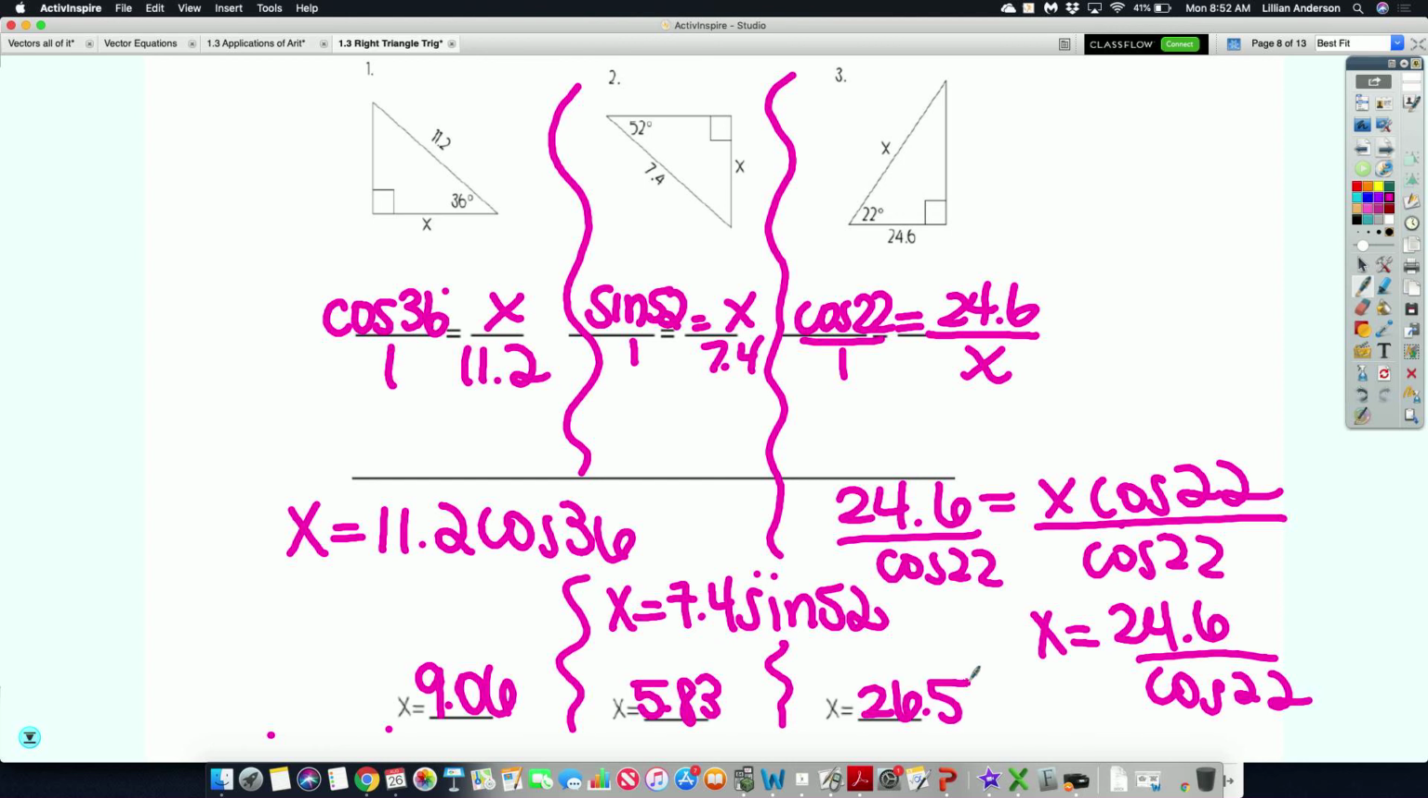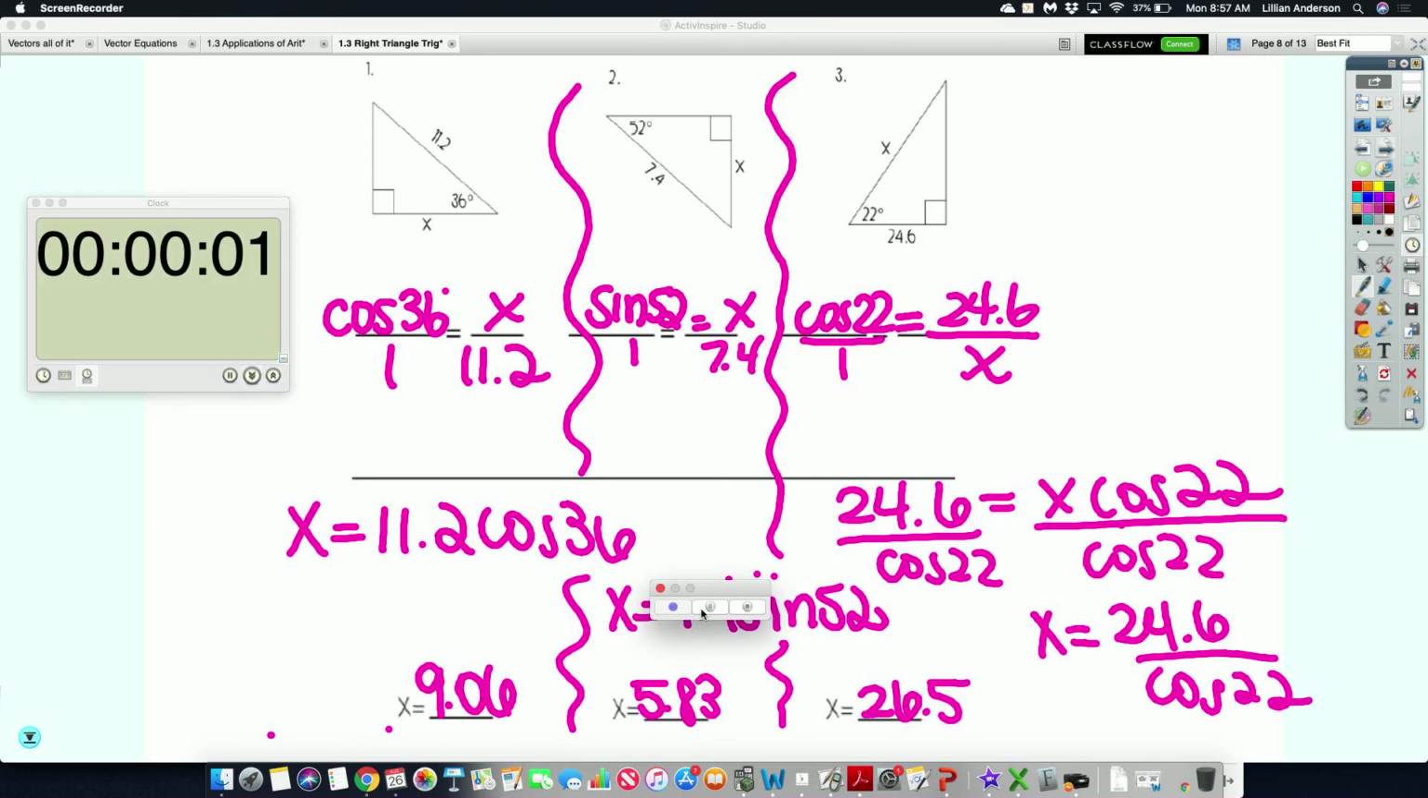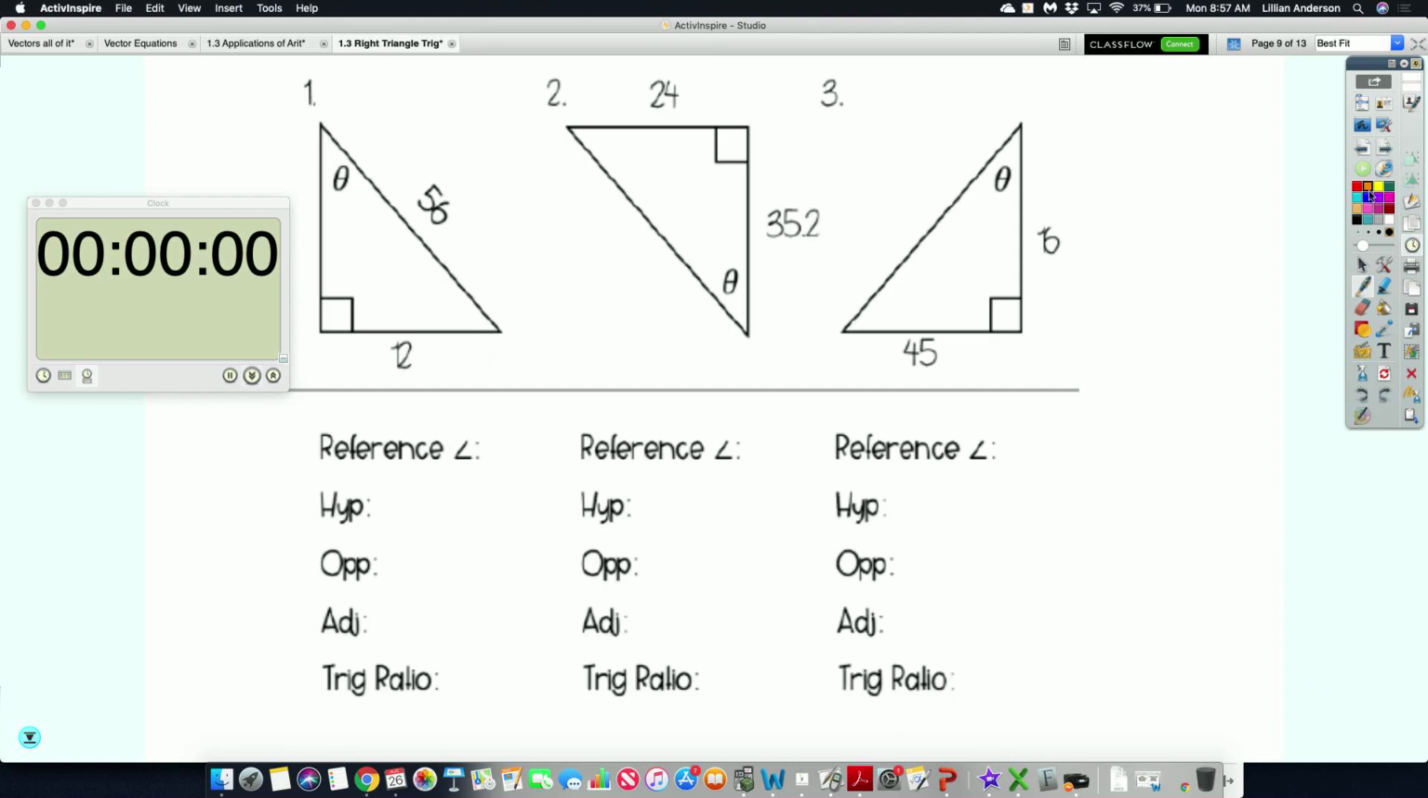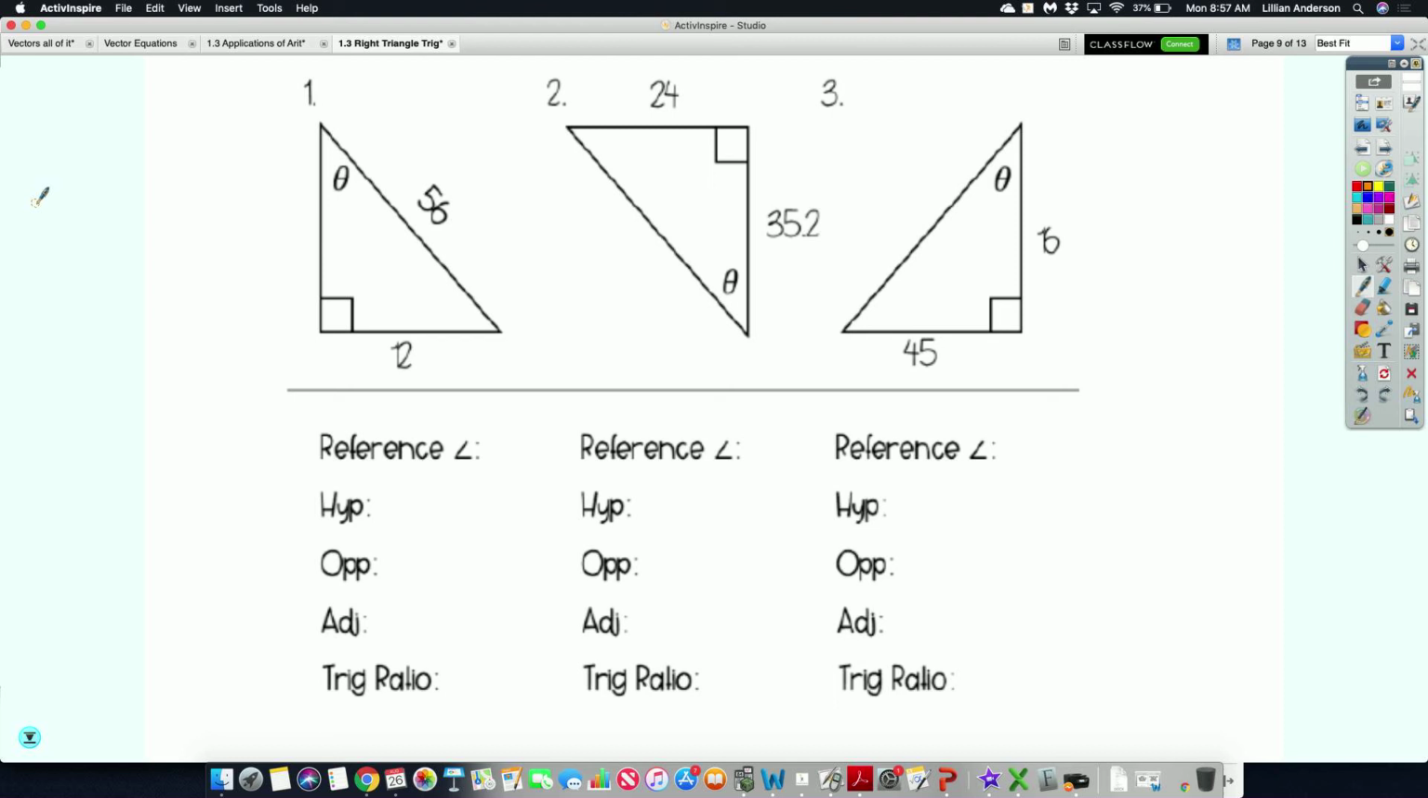Questions on finding side lengths or using the calculator to do so? Okay. Okay, so you were supposed to do 4, 5, and 6. Let's see. Let's label our sides.